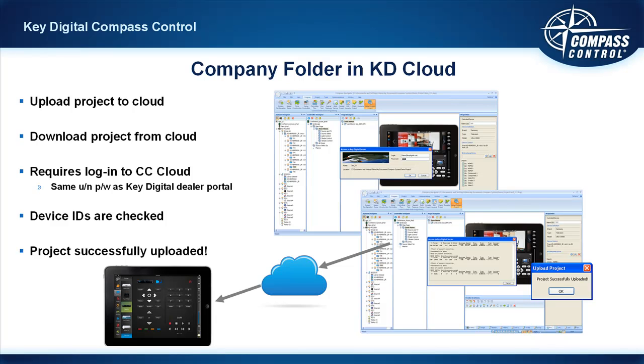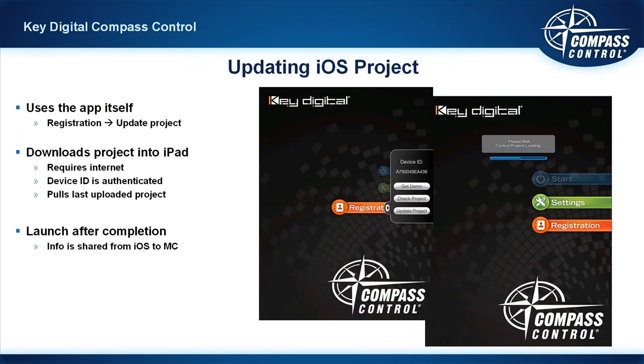Now, let's make one thing clear. Compass Control as a system, as a whole, its common functionality communicates via local area network. You don't necessarily need the internet for a common working Compass system. However, just this upload-download process does require internet as well. And then when it comes time to load into the iOS device, you're able to just go into, once again, that registration. You hit Update Project.